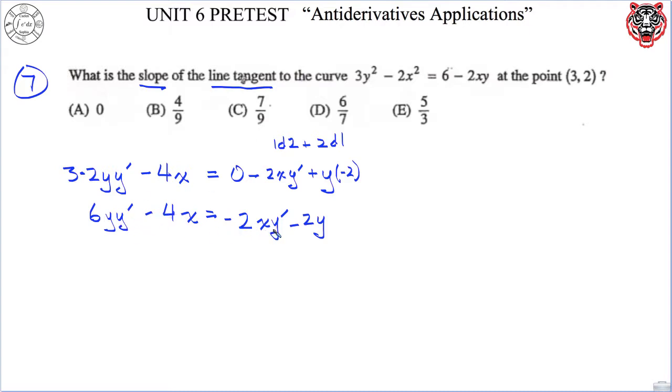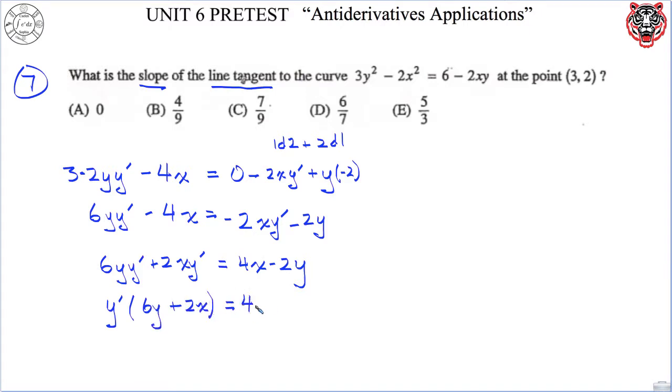I'm going to add 2x y prime to both sides, and I'm going to add 4x to both sides to move the 4x to the right-hand side. So what do I have? I have 6y y prime plus 2x y prime is equal to 4x minus 2y. And now I need to factor out our y prime to get it isolated. So when I factor out our y prime, I have left 6y plus 2x, and that's equal to 4x minus 2y.